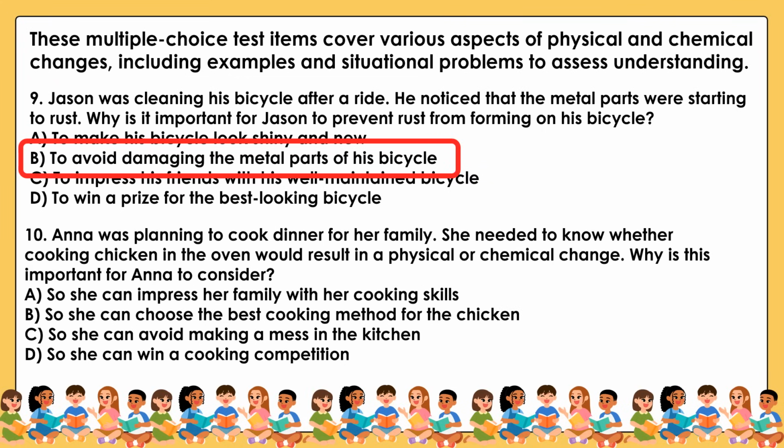Number 10. Anna was planning to cook dinner for her family. She needed to know whether cooking chicken in the oven would result in a physical or chemical change. Why is this important for Anna to consider? A. So she can impress her family with her cooking skills. B. So she can choose the best cooking method for the chicken. C. So she can avoid making a mess in the kitchen. Or D. So she can win a cooking competition. The correct answer is so she can choose the best cooking method for the chicken.